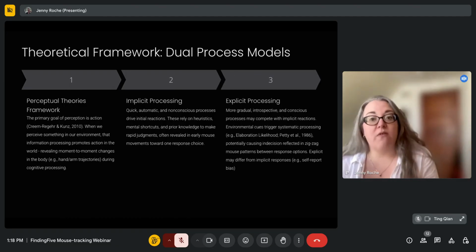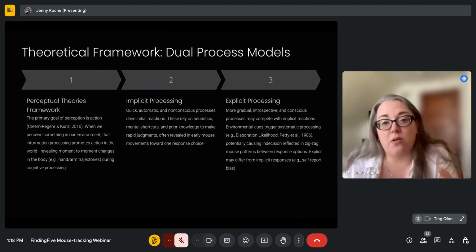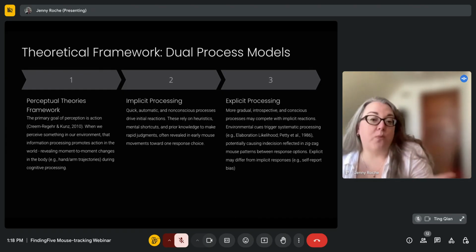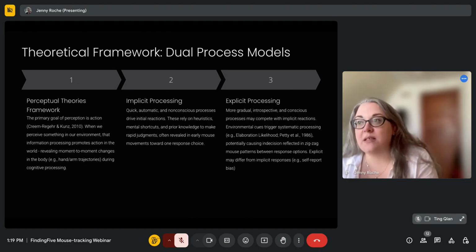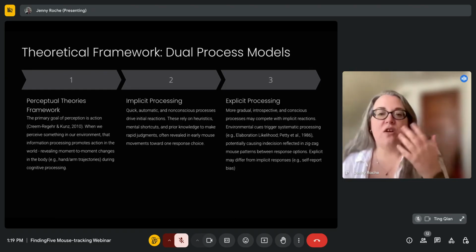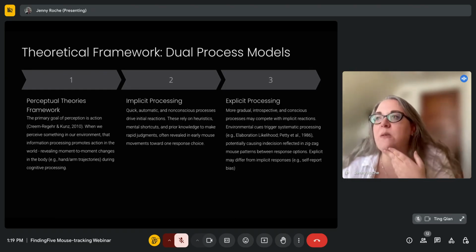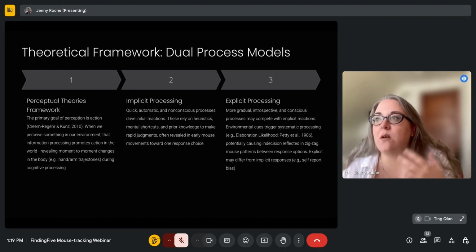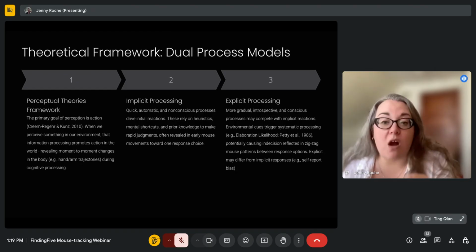And that's what's really important for cognition, because dual process models of information processing assume that there might be two processing paths. One that is implicit, it's quick, automatic, non-conscious, and it's our initial reaction to things. And these might rely on heuristics or mental shortcuts based on prior knowledge to make very quick, rapid judgments. And these are often in Mousetracking revealed very early in responding.